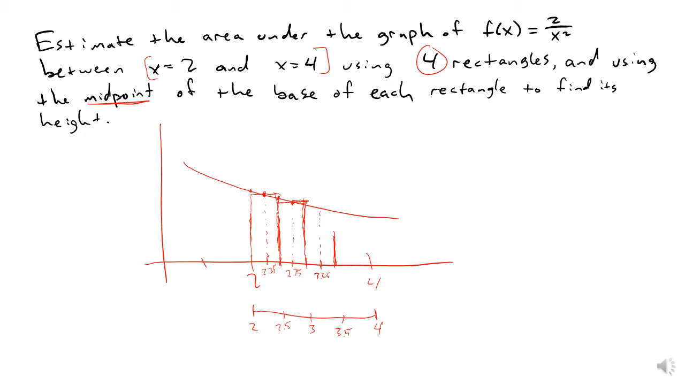From 3.25, come up to your function. Wherever it hits the function, that's the height of that rectangle over that interval. And then you do it one more time. Between 3.5 and 4, the midpoint of that last interval would be 3.75. And so for this last rectangle, you use 3.75 to define the height of that rectangle.